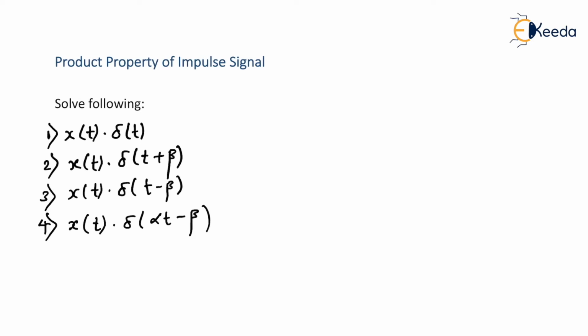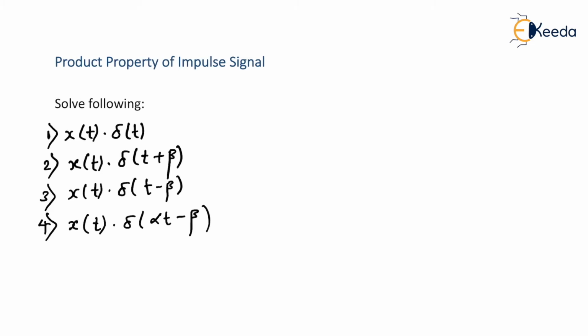So let us start with this product property. As you can see, there are a total of 4 questions which we need to solve. The first question says x of t dot del of t, then x of t dot del of t plus beta. Thereafter, x of t is multiplied with del of t minus beta. And the last question says x of t multiplied with del of alpha t minus beta. Let us solve them one by one.